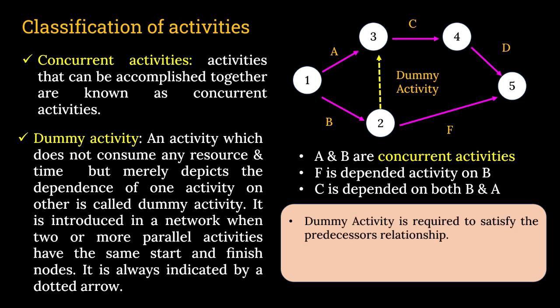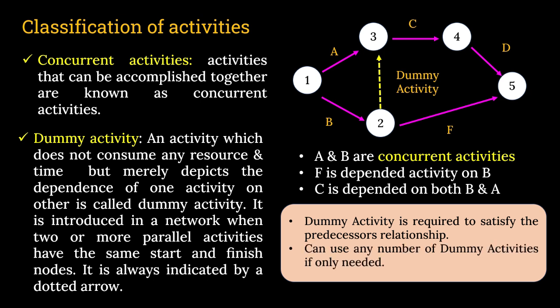So what is the conclusion on these? Dummy activities are required to satisfy the predecessor relationship. Here it is mentioned that C is dependent on B and A. That means B and A are the predecessors of C. And how is it possible? It is only possible if B and A are connected to a dummy activity. Clear?